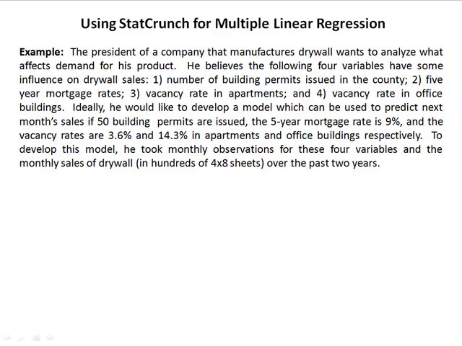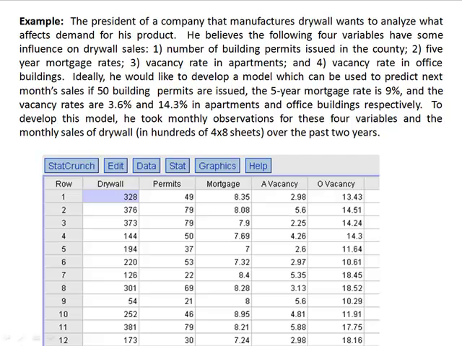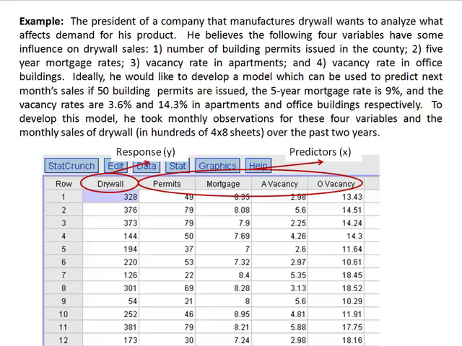If we open up this data set in StatCrunch, you'll see that your data set has five columns in it. The first column contains the number of sheets of drywall sold, in hundreds of sheets, and this is our response variable Y. The next four columns contain those variables that he believes influence drywall sales. These four variables are our predictors.